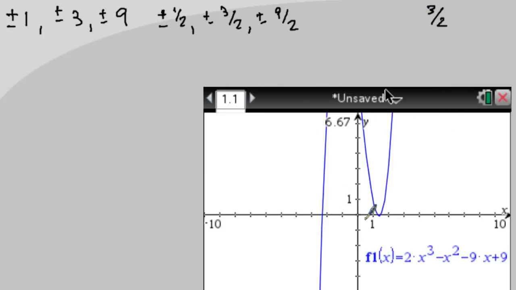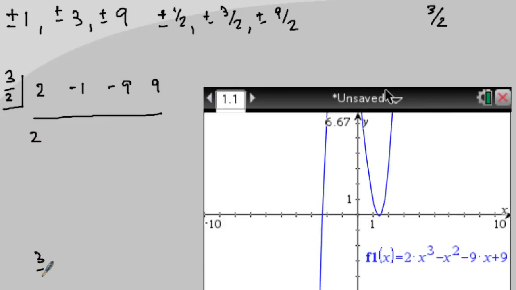It doesn't look like 1/2 is in my list. 3/2 looks like it is in my list. 9/2, which is 4 1/2, is out here. So the only one that looks like it might be a 0 is 3/2. So I'm going to use synthetic division to actually see if that is. So we're going to divide by 3/2. That's my potential 0. And so I'm going to use 2, and then negative 1, and then negative 9, and then 9. So this is a 3, 2, 1, 0. So I have all my placeholders. And we'll do this.